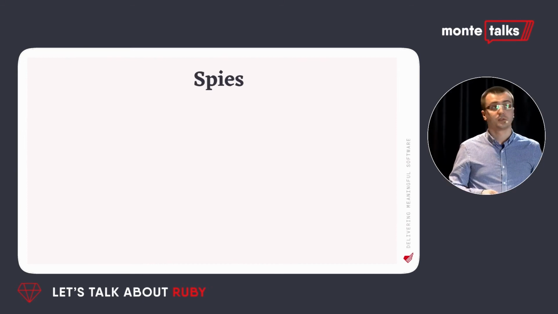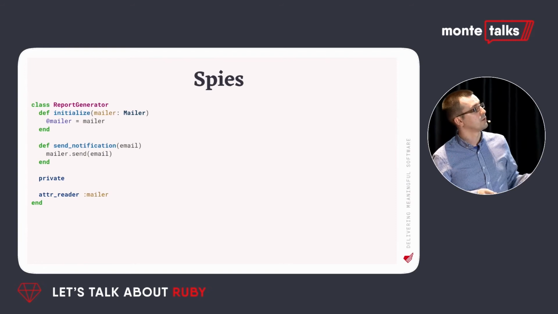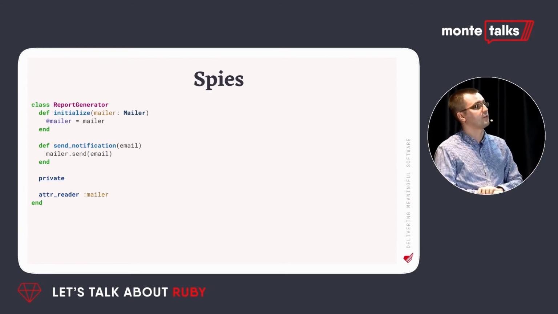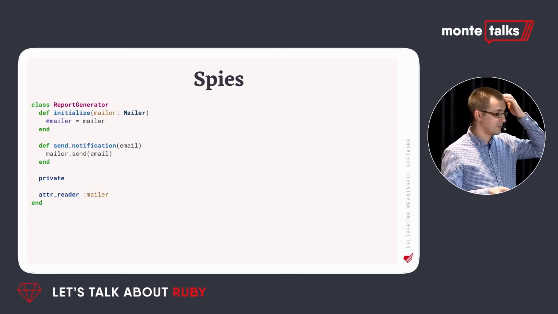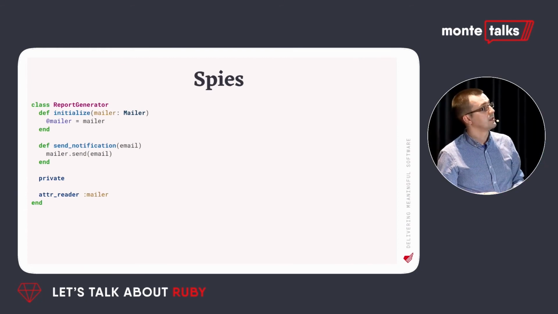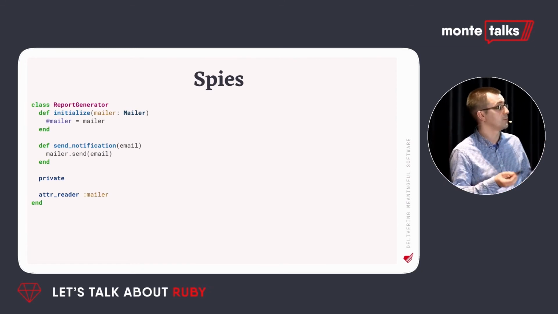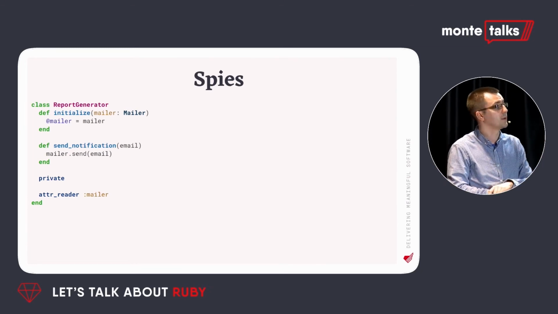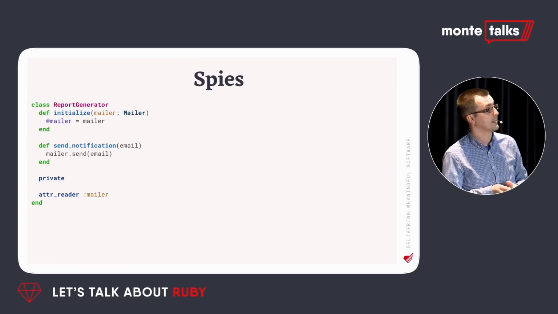We have also something which is called a spy. Let's go with this example. We have a report generator. This report generator has a dependency which is a mailer. This report generator has one public method, send notification, which has only one argument. This is email.